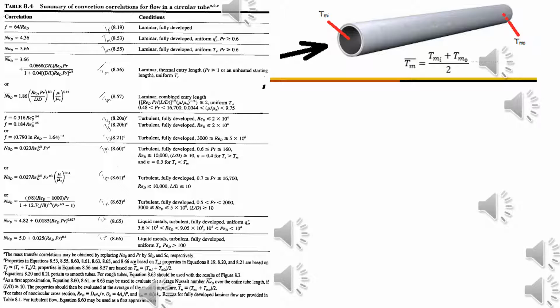Most of the correlations are for fully developed flow, except for those that specify an entry length condition. The correlations for fully developed flow can, however, be used for long tubes with L divided by D greater than about 10. The fully developed region will then be much longer than the entrance region, as you can deduce by inspecting the diagram of flow inside a pipe.